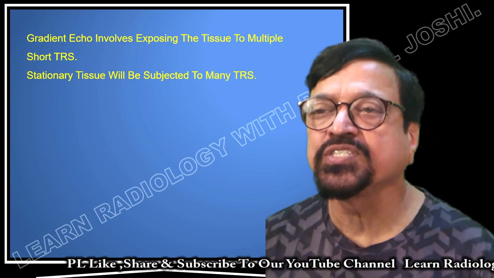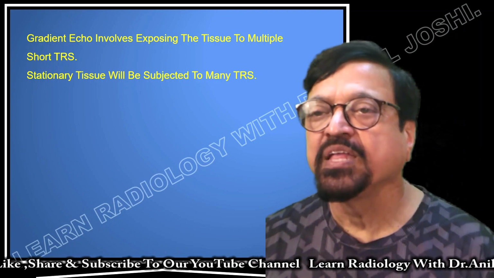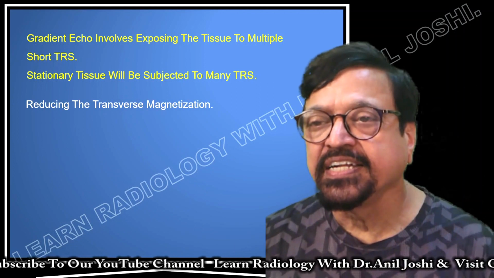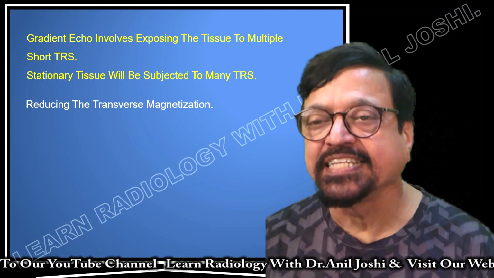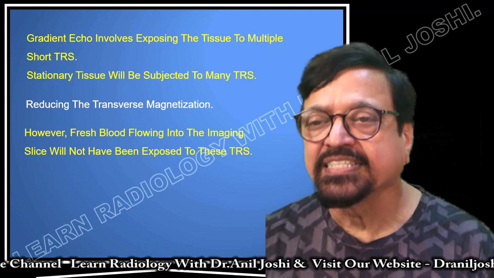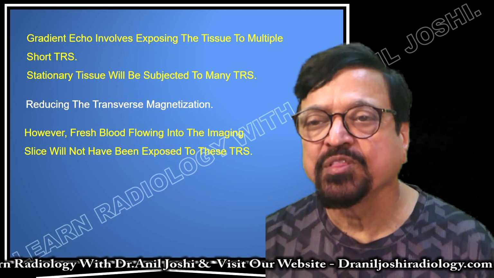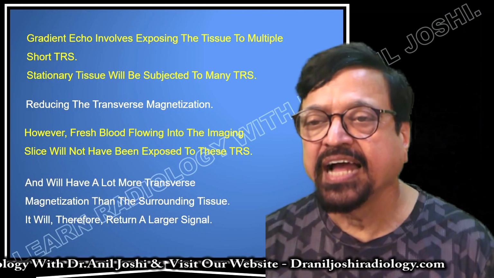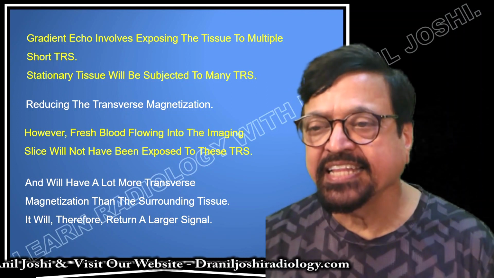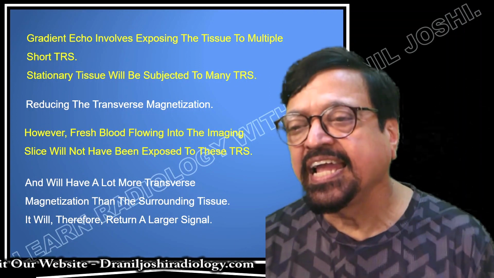Now, gradient echo involves exposing the tissues to multiple short TRs, as we have seen in the principle just now. Stationary tissues will be subjected to many TRs, reducing the transverse magnetization. However, fresh blood coming into the imaging slice will not have been exposed to these TRs. It will be fresh, since the earlier blood which was exposed has already moved, and it will have a lot more transverse magnetization than the surrounding tissues. It will therefore return a larger signal.